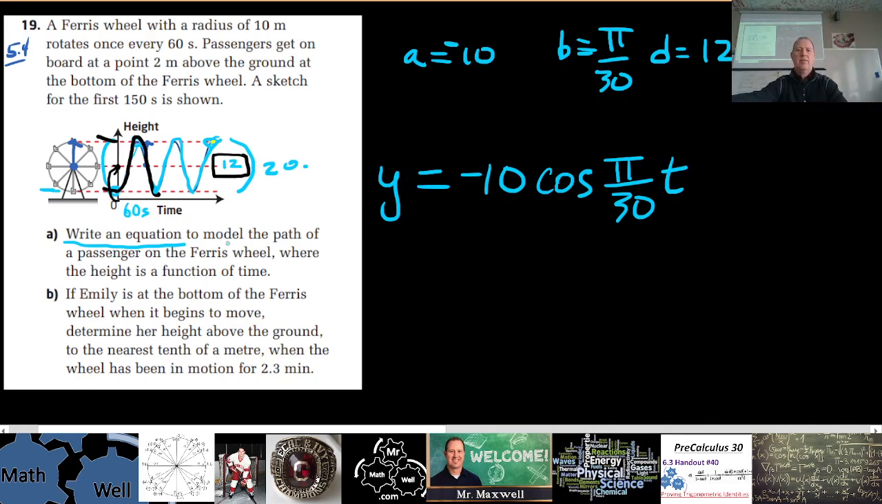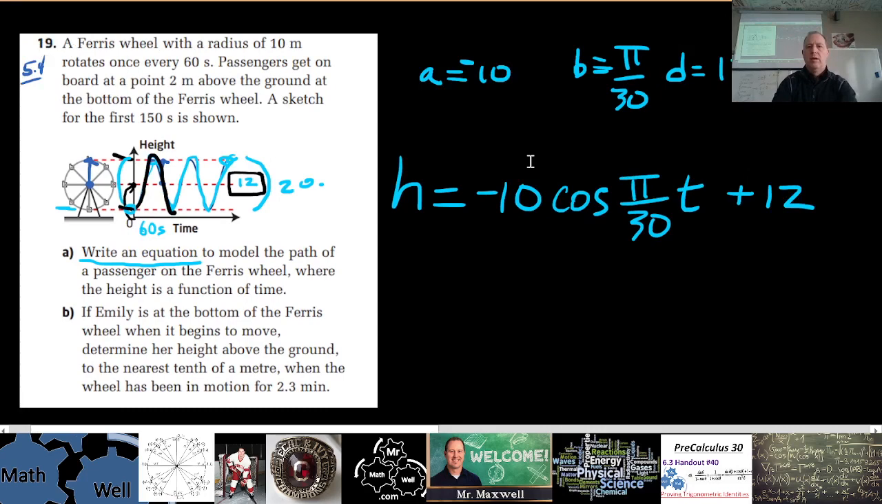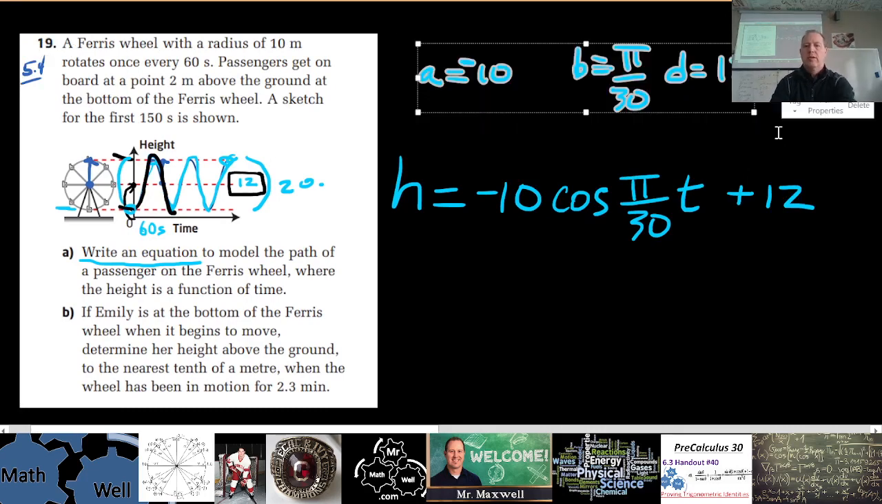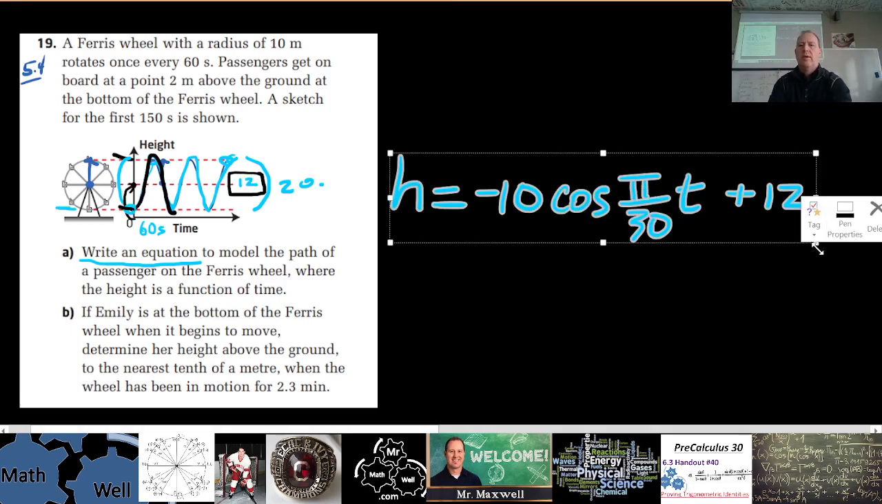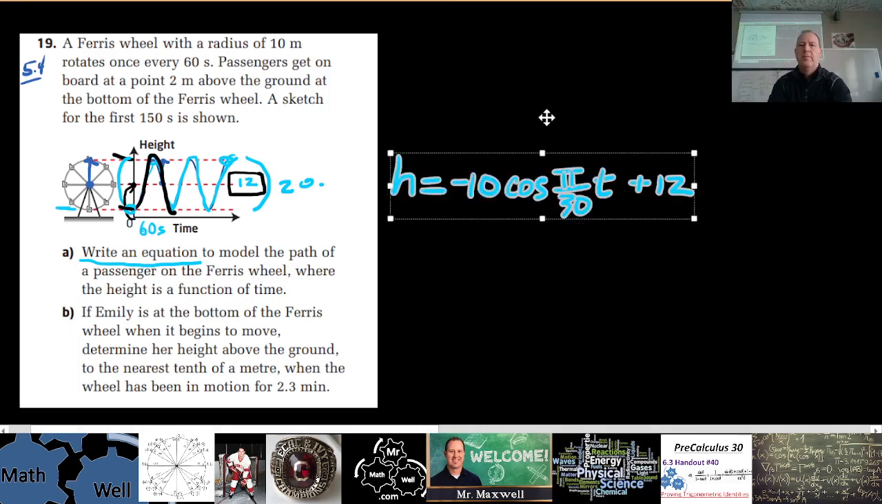Height is a function of time. Let's change that y to h, just a more appropriate variable. And we have to add 12 on the back end here, correct? Okay, so here's our equation then. I'll just move that up so we can see it at the top here.